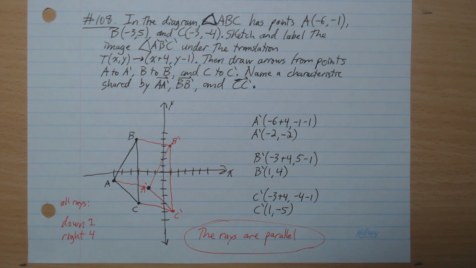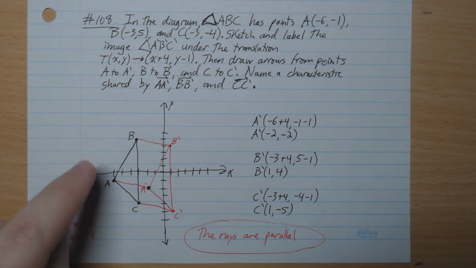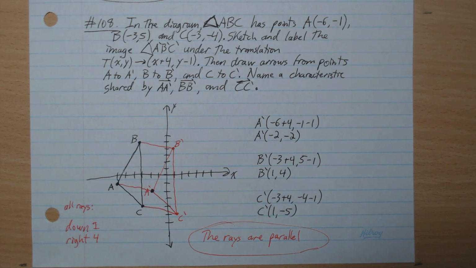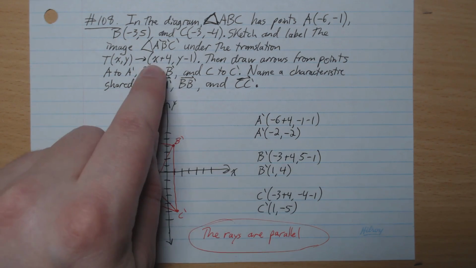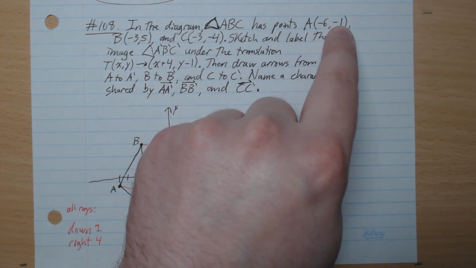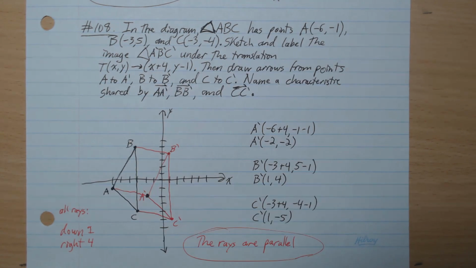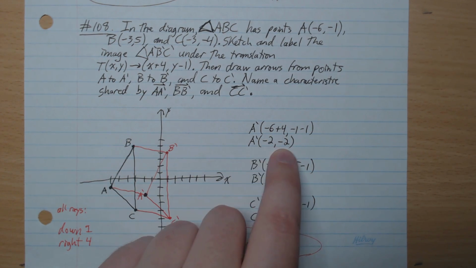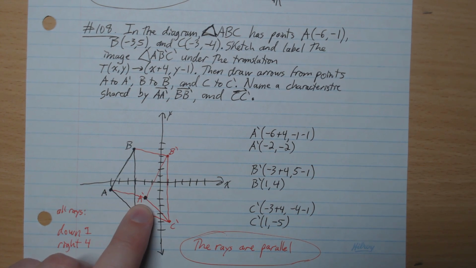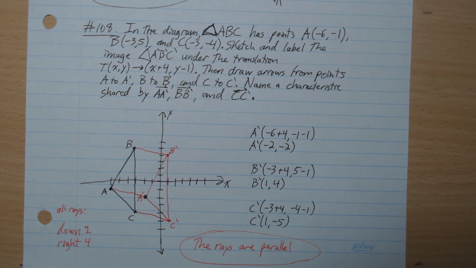So the first thing we're going to do is sketch the triangle ABC, although that is given to you. And so now we're going to translate each point. So we're doing -6 plus 4, right? -6 plus 4, -1 minus 1 as such. And so our new point is -2, -2. Let's go 1, 2, 1, 2, A prime. This is our new point.